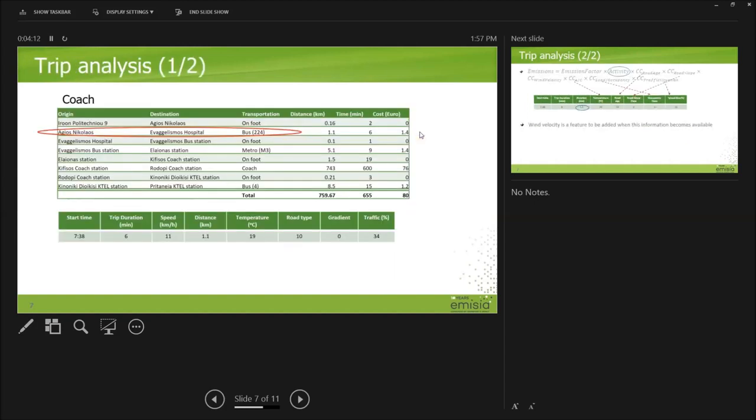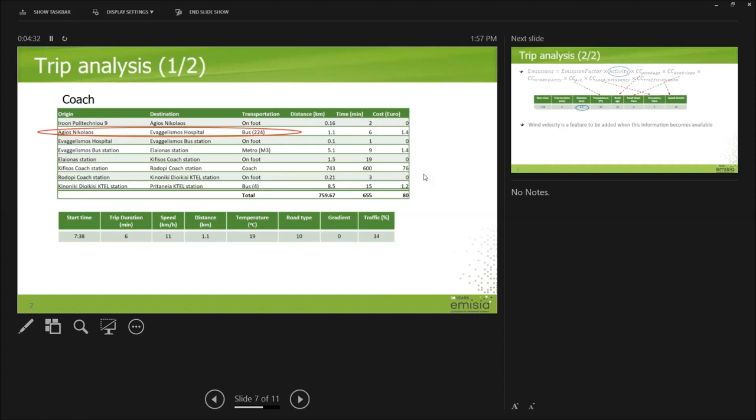So you can see here, this trip is fragmented into various segments. Some of them are on foot, some of them are on bus, metro. The basic one here is by coach, as already mentioned, then again on foot, and then on bus.